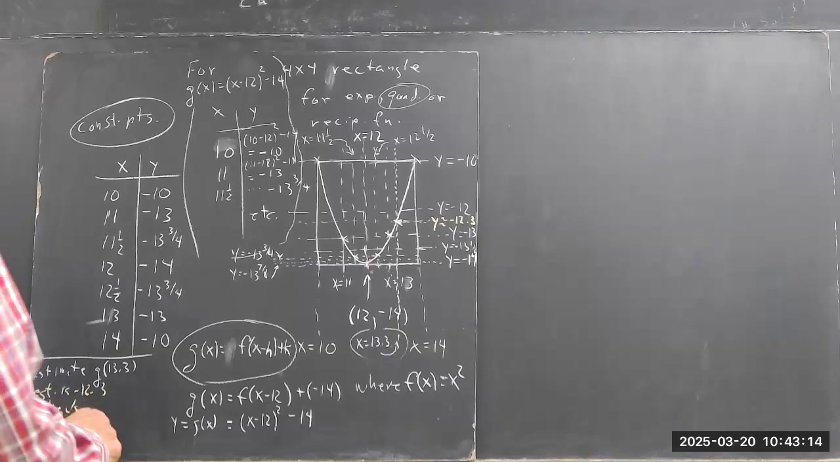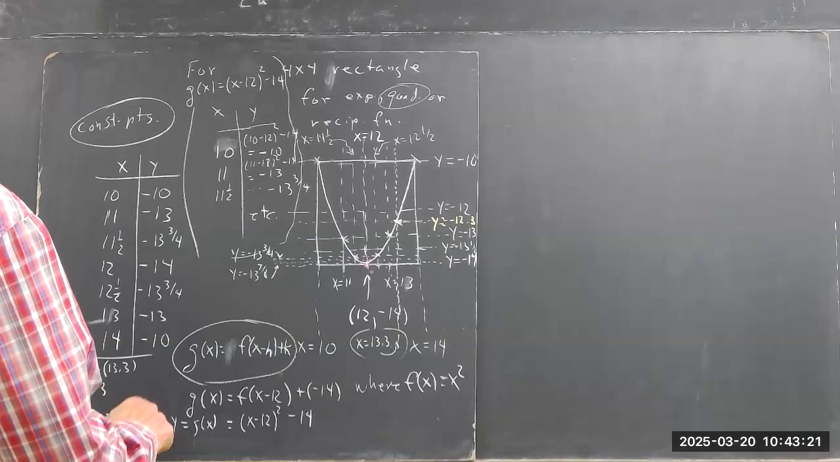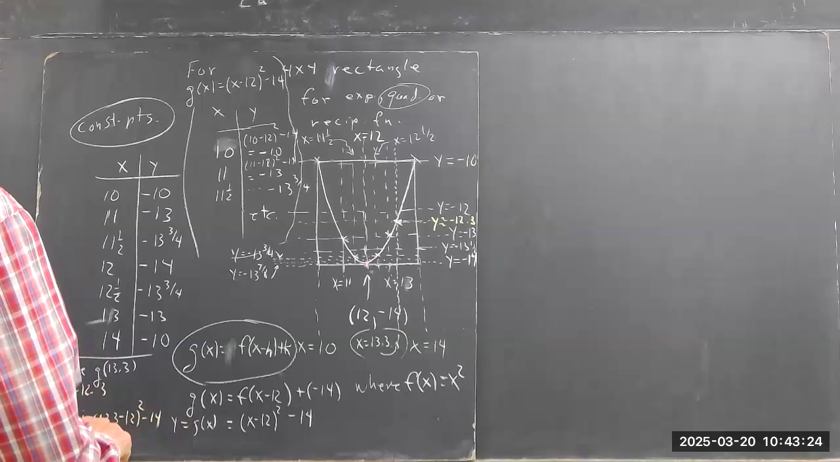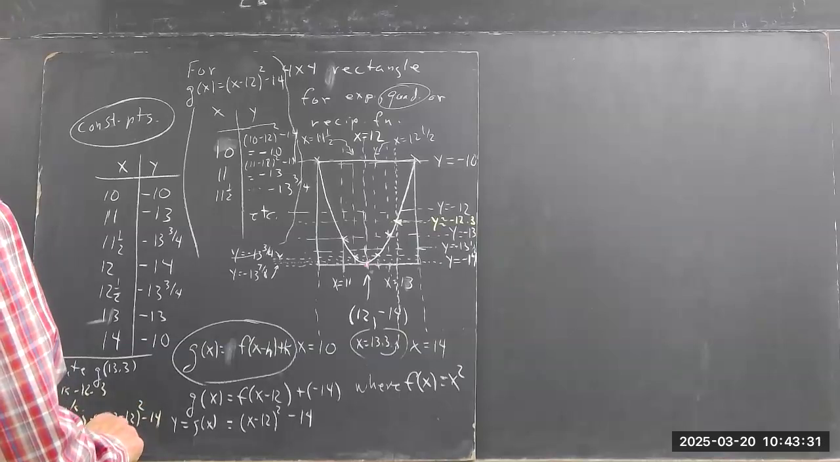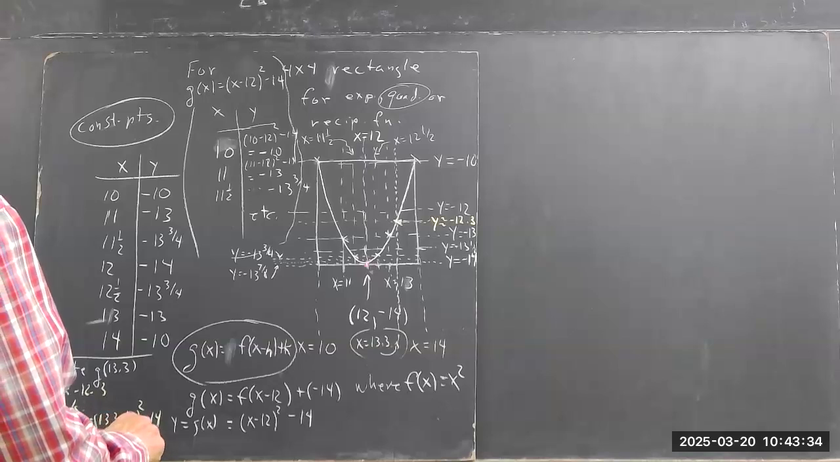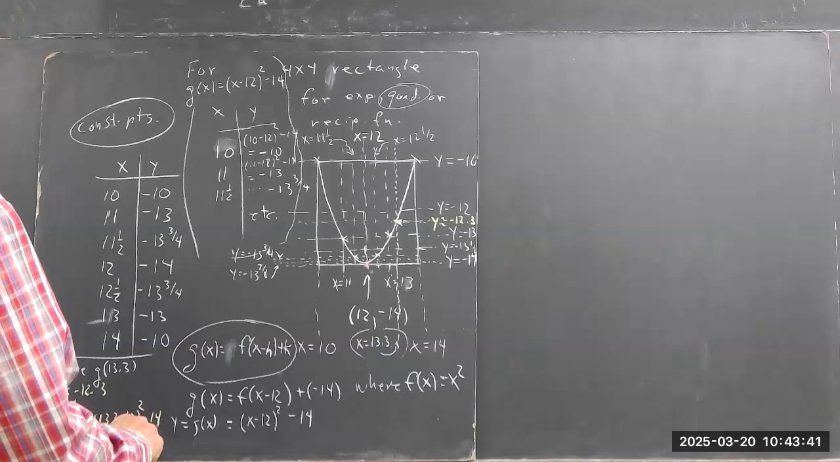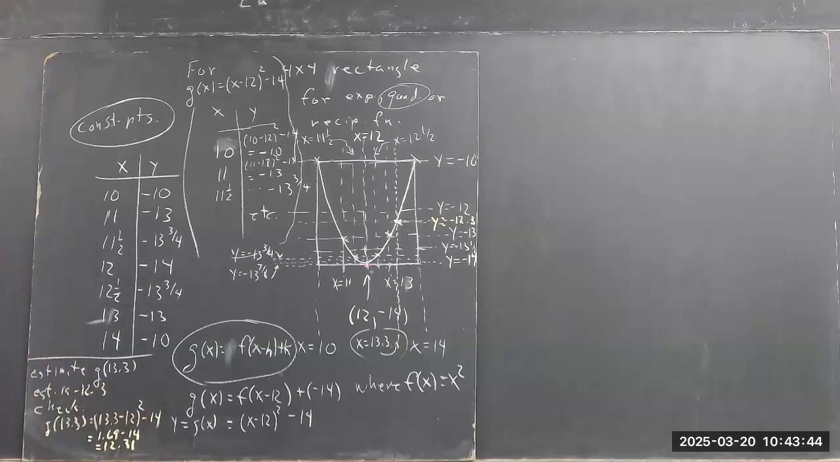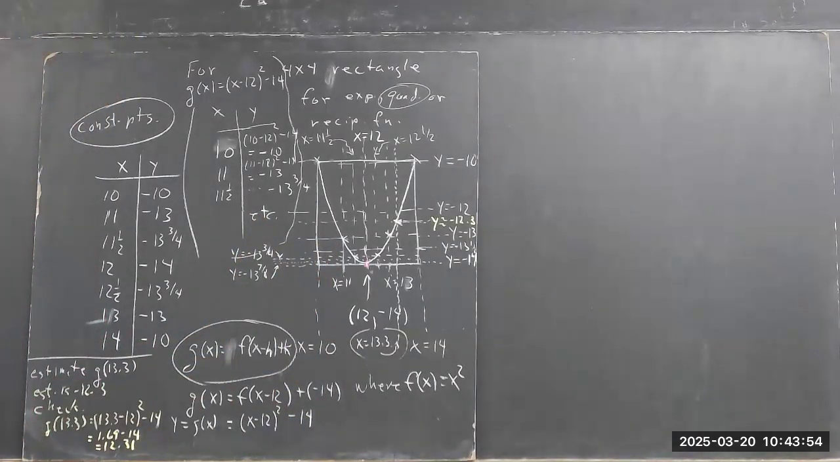G of 13.3 would be 13.3 minus 12 squared minus 14, which equals 1.69 minus 14, which equals negative 12.31. My estimate was negative 12.3. I could have equally well estimated negative 12.4, and I wasn't fudging, I hadn't figured it out. But I just lucked out and estimated negative 12.3 instead of negative 12.4 and got really, really close.